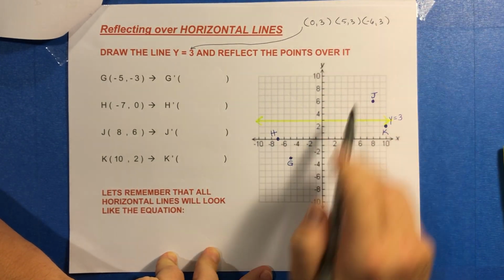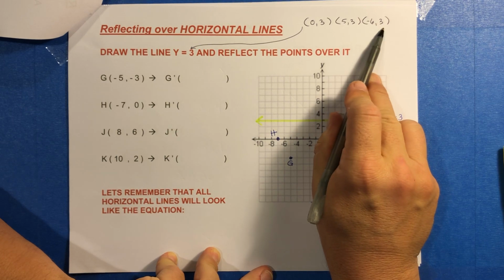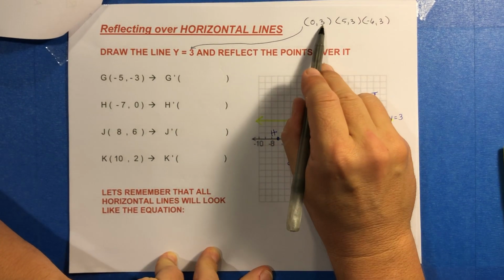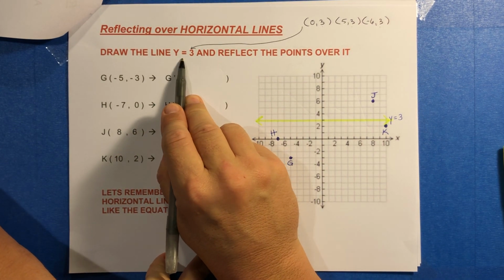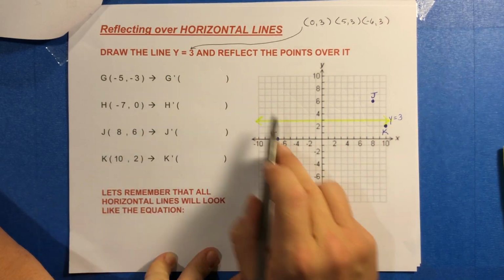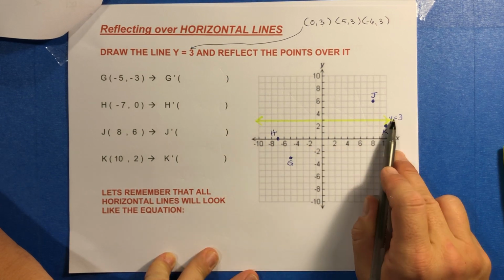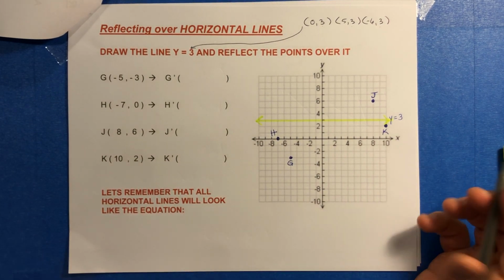What do you notice in each of these coordinates? Well, yeah, the y coordinate is 3. Hence, the equation of the line is y equals 3. When is y equal to 3? Always. What can x be? Anything. All right, so let's give it a shot here.